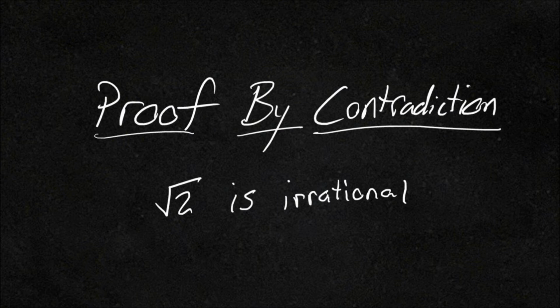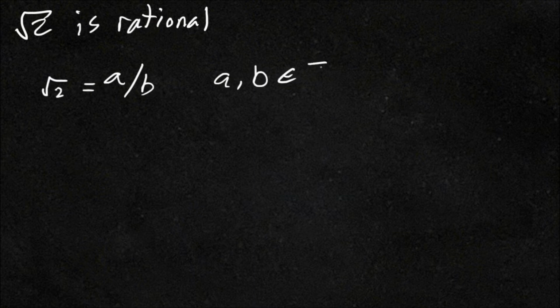Today we'll be doing a proof by contradiction that the square root of 2 is irrational. Because this is a proof by contradiction, we'll start by saying the square root of 2 is rational. So if the square root of 2 is rational, then we could say the square root of 2 is equal to a over b, where both a and b are integers. And also, b is not equal to 0. And also, the fraction a over b is simplified.